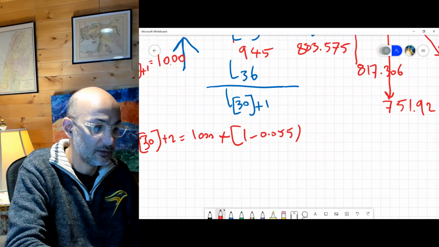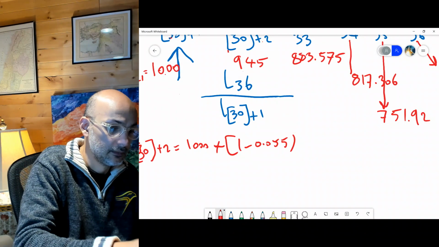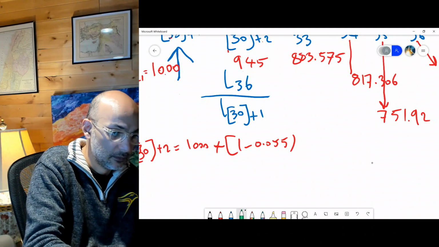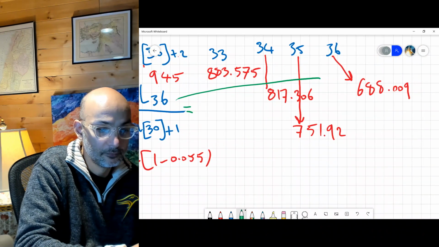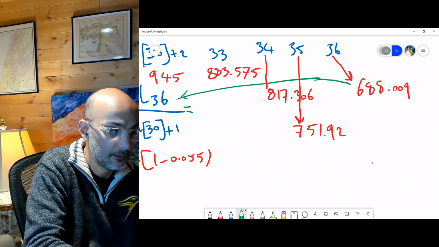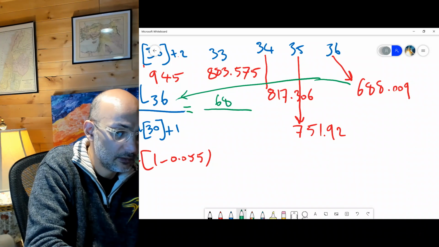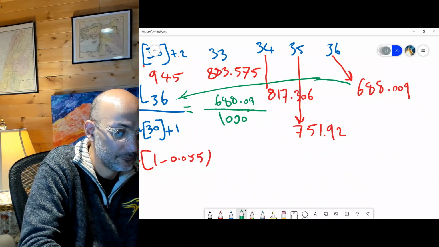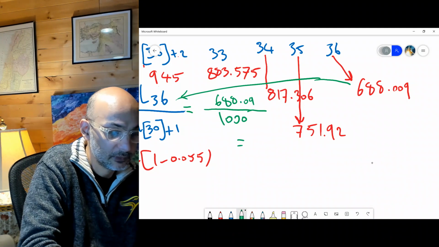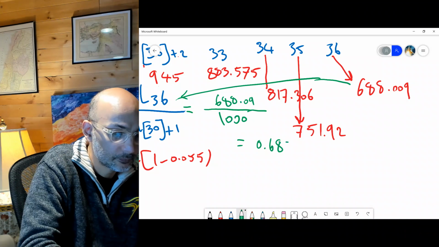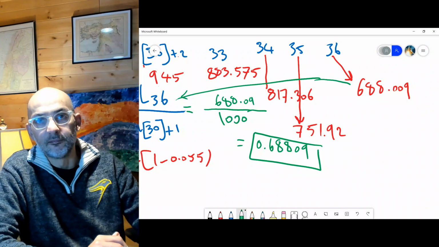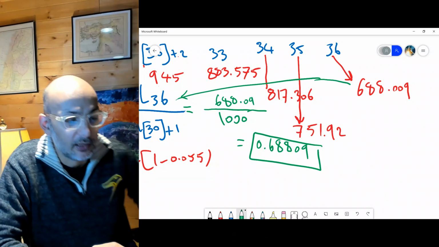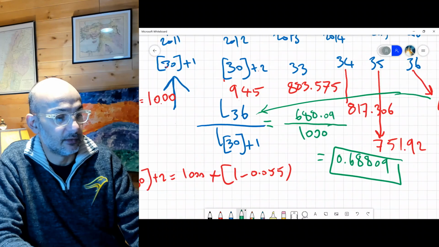So what is here is equal to L36, remember where it is? Take it here, 688.09, and easy because we started with 1000. So the answer will be, it's very easy, but you need to be focused. It's simple if you use the logic I did.